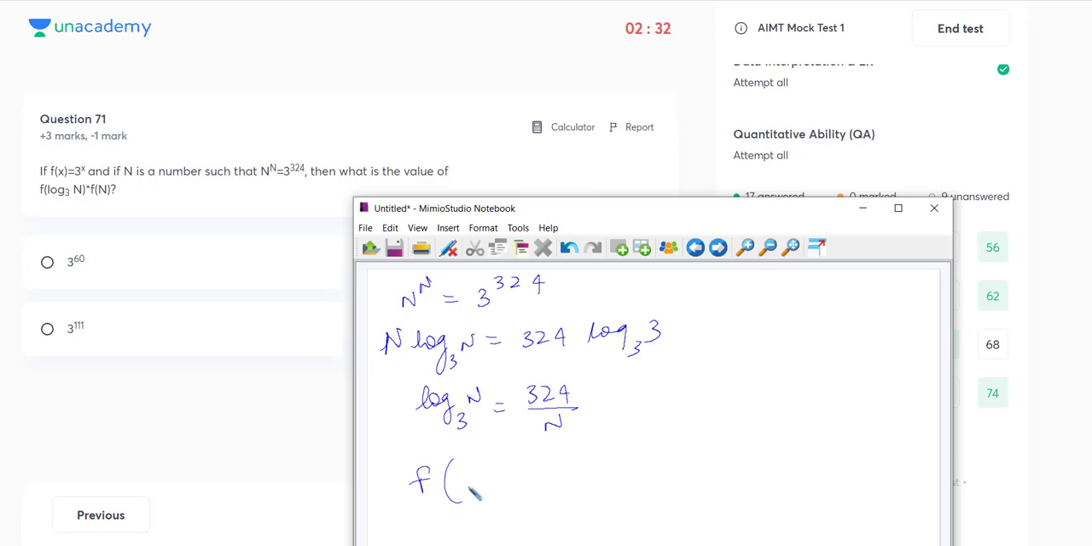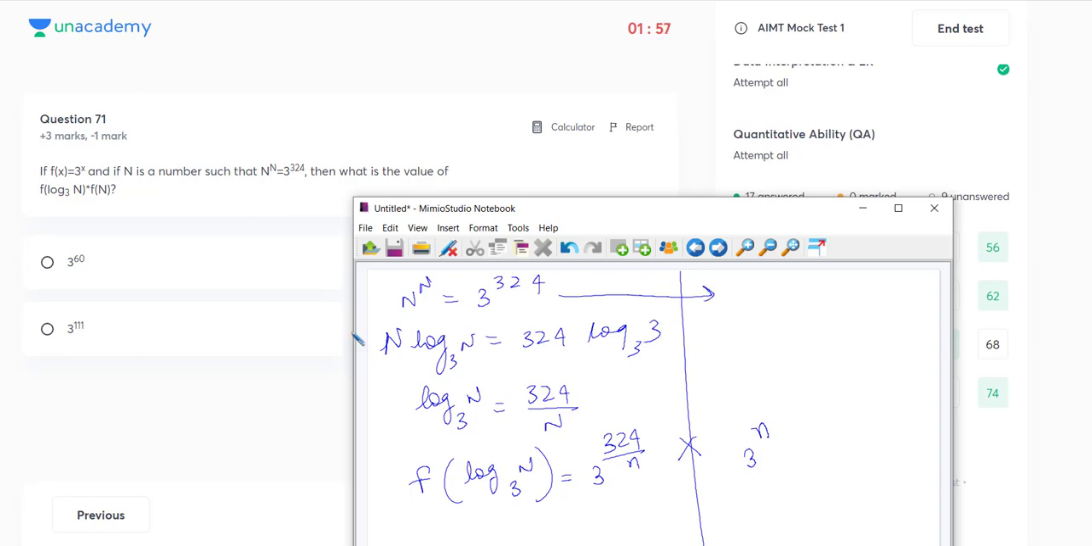Okay, so now f of log n to the base 3 is going to be 3 to the power 324 divided by n. Okay, this is going to be multiplied with f of n. f of n is going to be 3 to the power n. Okay, so this is the addition that we are supposed to find. No, hold on, n to the power n, this is n to the power n.